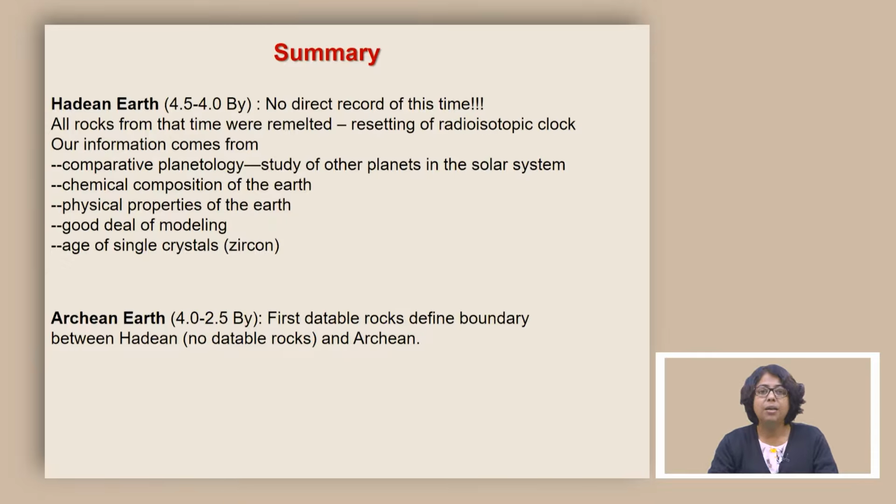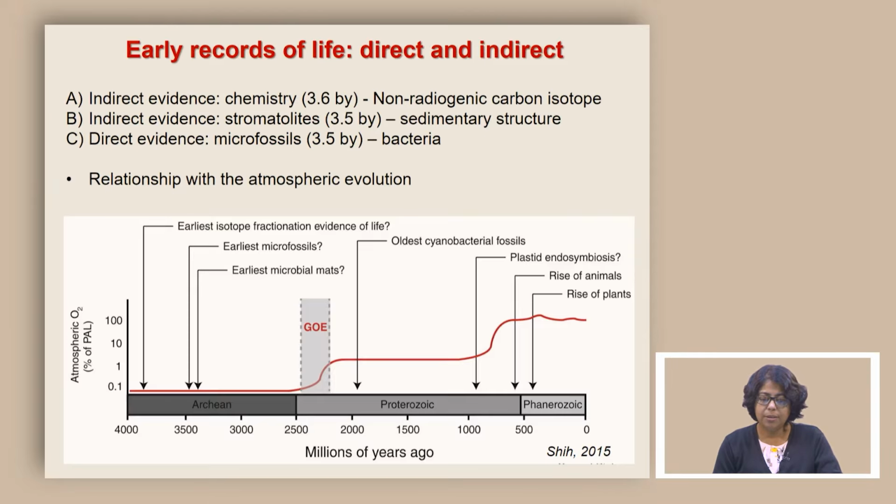But when we look at the Archean rocks, we are covering a time span between 4 billion years to 2.5 billion years. These are datable rocks, and that's what defines the boundary between Hadean and Archean: in Hadean there was no datable rock, and then we start finding the first datable rock in Archean. Now we look at the types of evidence that we can expect.